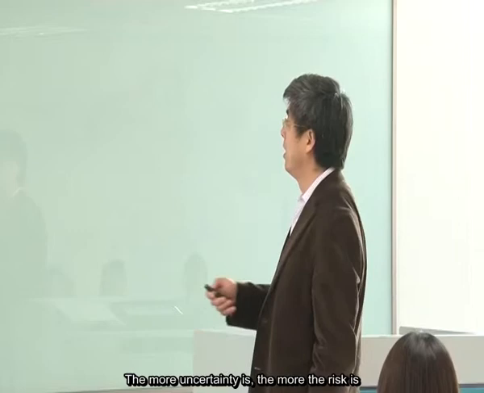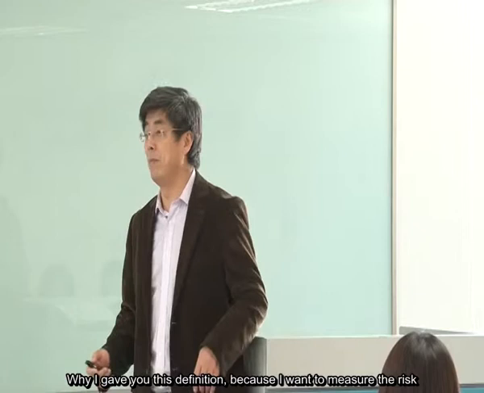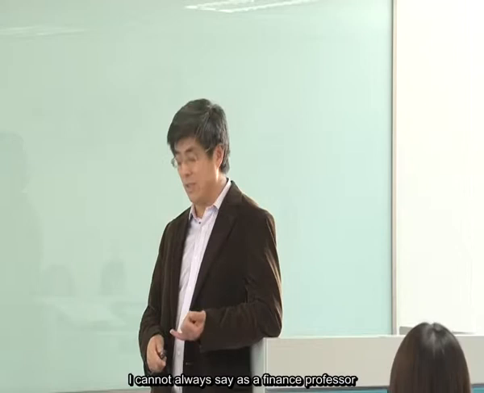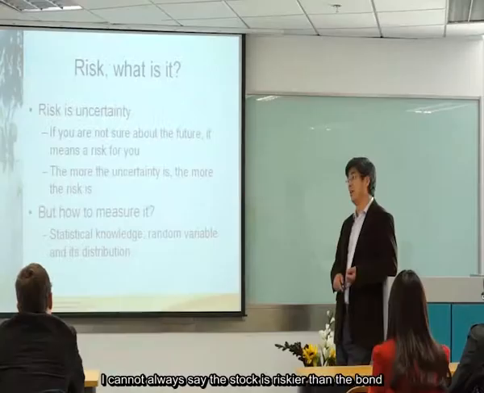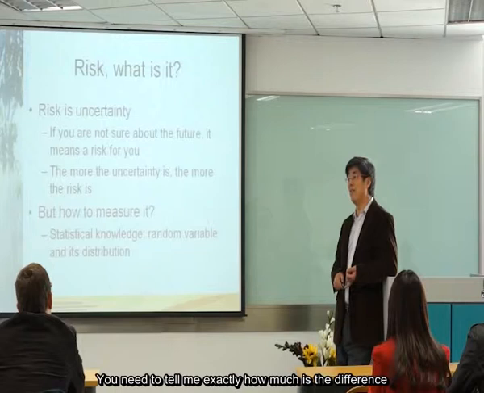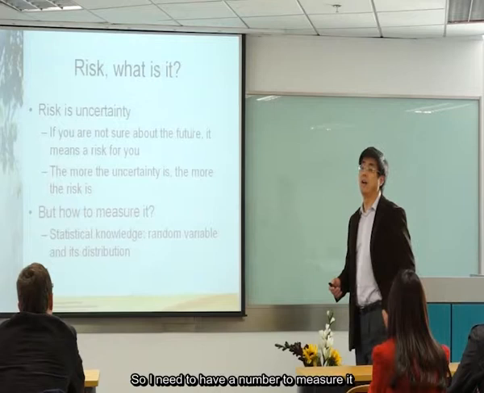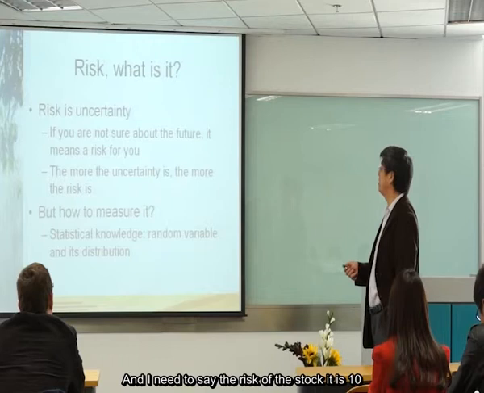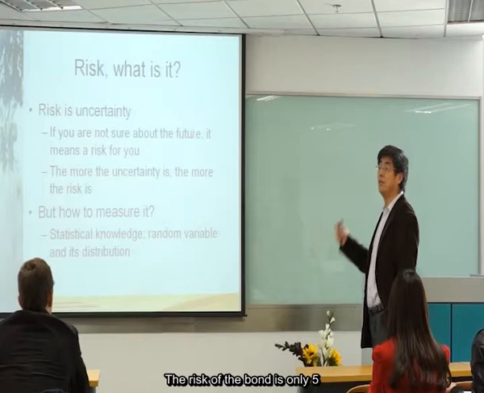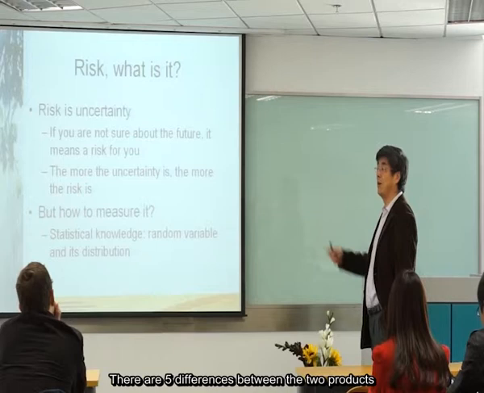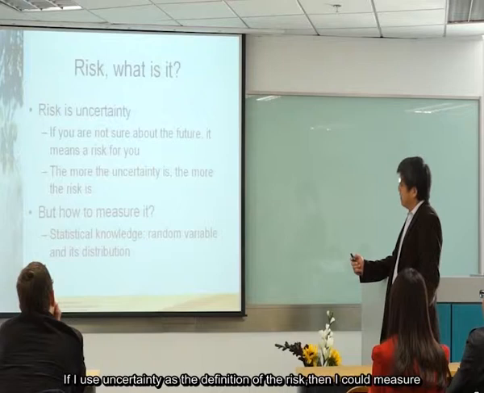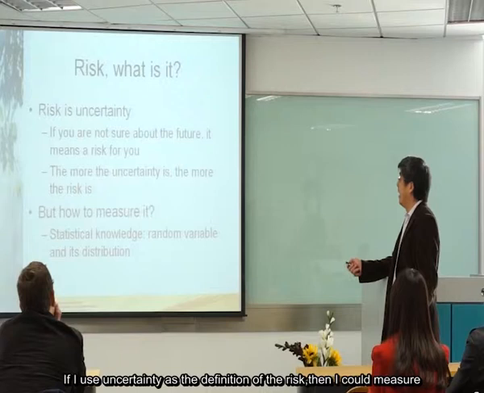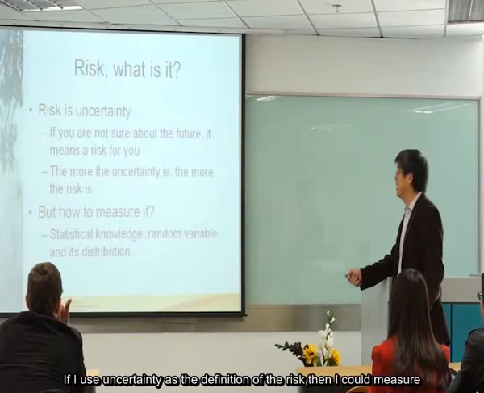Why I give you this definition? Because I want to measure risk. As a finance professor, I cannot always say the stock is riskier than the bond. You need to tell me exactly how much is the difference. So I need to have a number to measure it. I need to say the risk of a stock is 10. The risk of a bond is only 5. There is 5 difference between the two products. If I use uncertainty as the definition of a risk, then I could measure it.